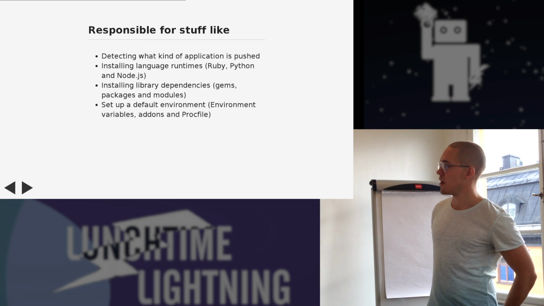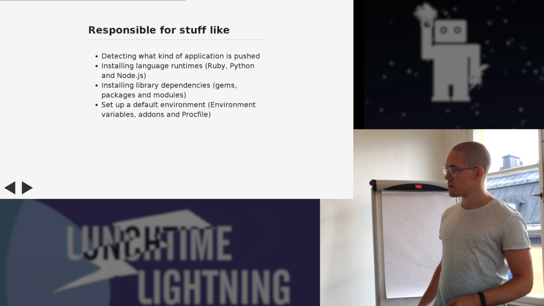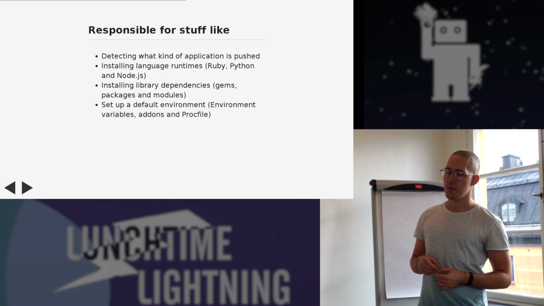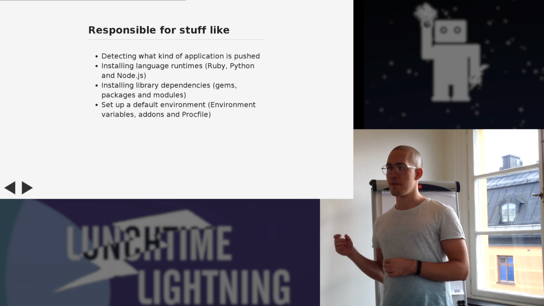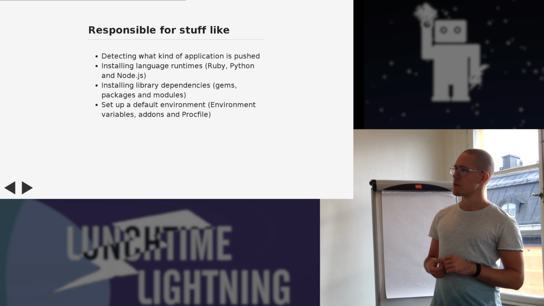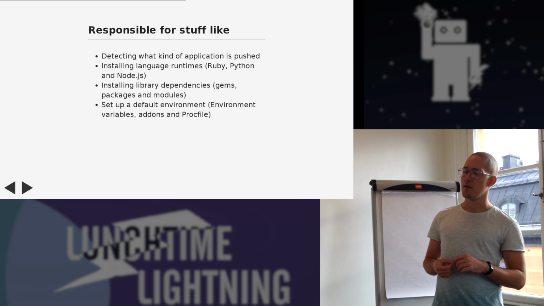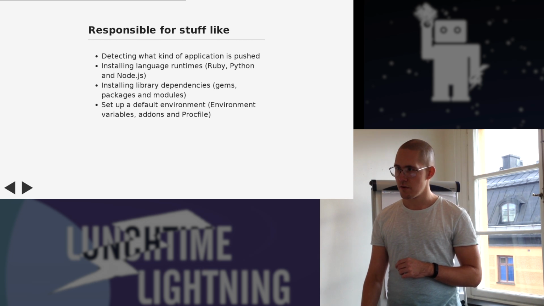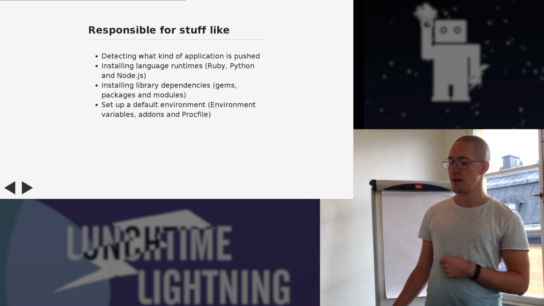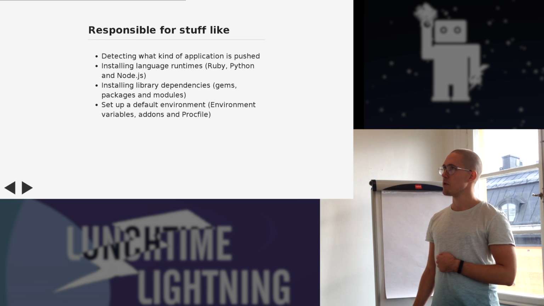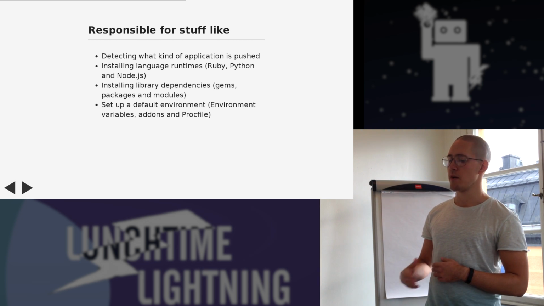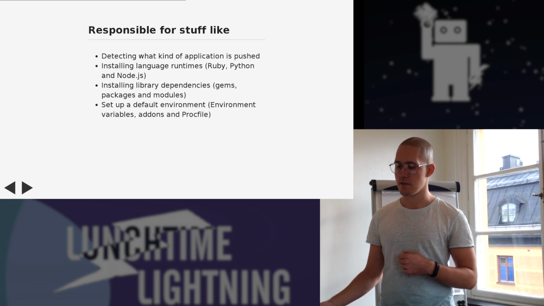Then it continues to install library dependencies like gems, packages, and modules. It can also be used to set up a default environment, so it can set up environment variables. And if this is the first push to your application, the buildpack can also set up add-ons. For example, the Ruby one will set up Postgres, a basic database. Yeah, that's pretty cool. It can also be used to set up a default Procfile. The Ruby one defines console and rake, I think, apart from the web process, which is the standard one on Heroku.